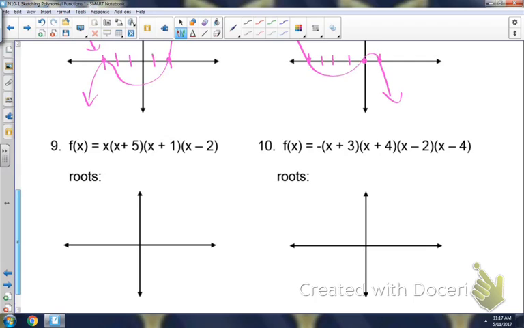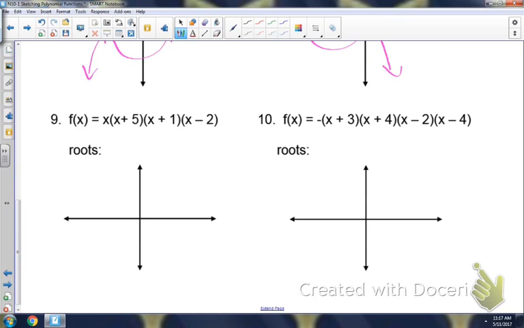Alright, looking at example 9, we have an x. We just talked about that. If you have an x, the root is 0. Then we would have -5, -1, and 2. So notice this time we have a total of 4, which is quartic. In front it's positive. So remember, from the front, it should be a parabola that opens up. So that's the direction of it. It should be opening up.